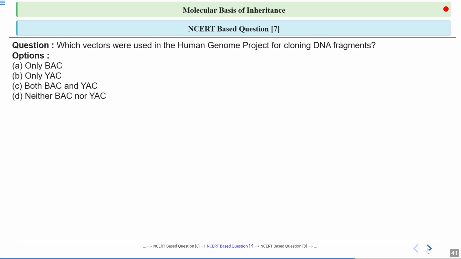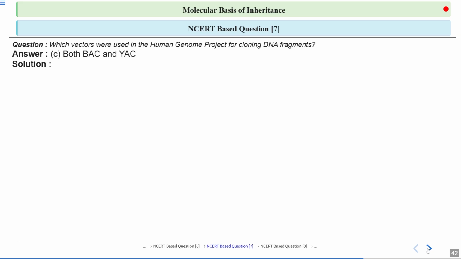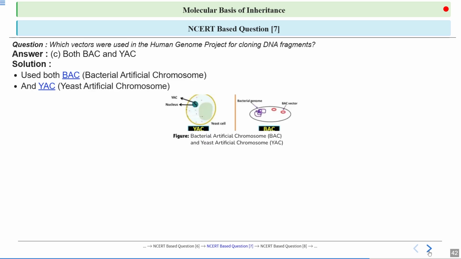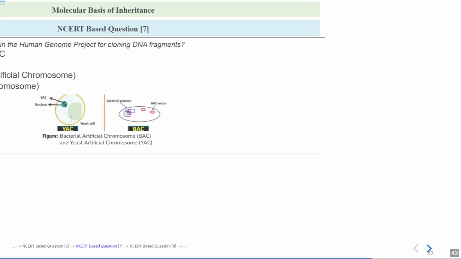Which vectors were used in the Human Genome Project for cloning DNA fragments? Only BAC, only YAC, both BAC and YAC, or neither BAC nor YAC? So we have studied both BAC and YAC, that is, the bacterial artificial chromosome and the yeast artificial chromosome. Both of these are used as vectors.